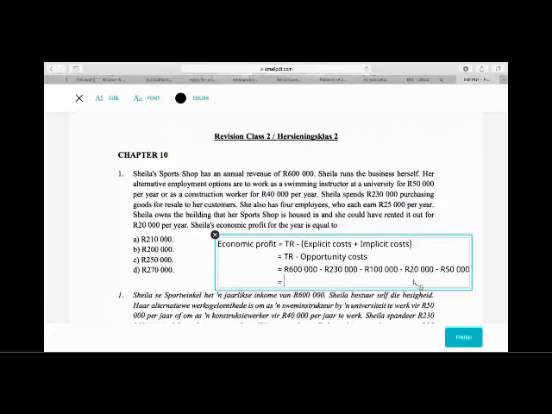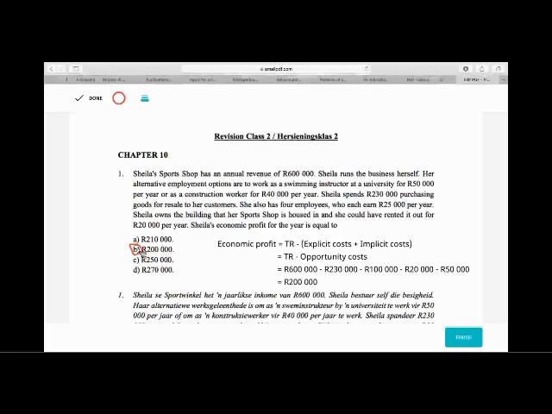So in the end, she's making an economic profit of 600,000 minus 230,000, which is 370, minus 100 is 270, minus 70 is 200,000 Rand. So she is making an economic profit of 200,000. So the answer to this question is going to be answer B.